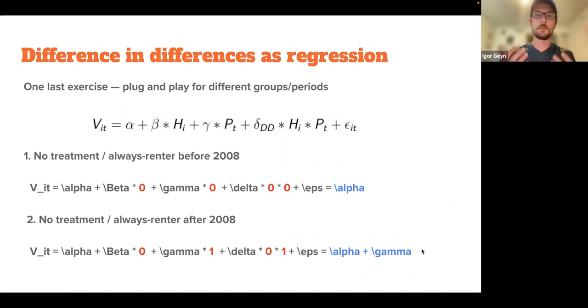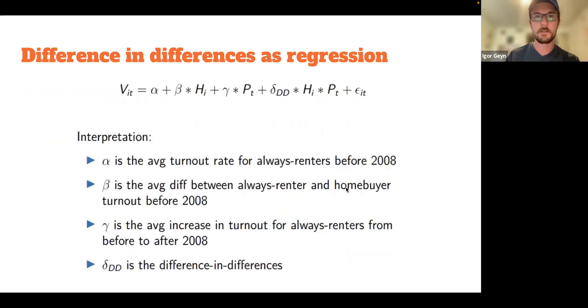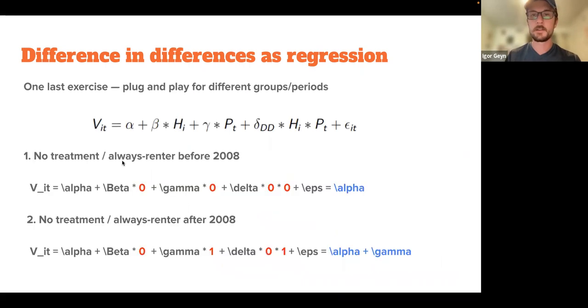Okay. And so what we can do now, having estimates of turnout for these two groups, or rather for the same group in these two time periods, is take the difference. So first thing to note is that the no treatment or always renter group, the control group before 2008, I'm saying that's alpha here. That's exactly what it is here as well. The average turnout rate for always renters before 2008 is alpha. So we know we're on the right track.